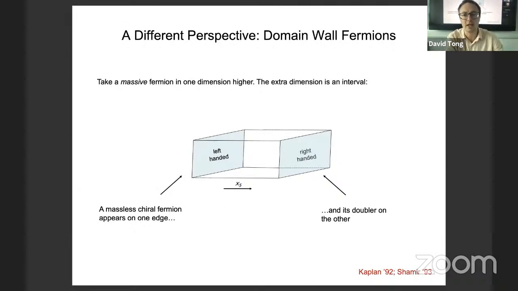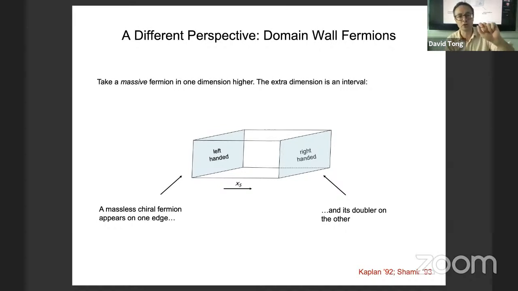For what comes later, let me just tell you a slightly different avatar of this setup. We won't need it until about an hour's time, I suspect, but it's a beautiful story in its own right. So there's another way to see this doubling, and it's an idea that dates back to the anomaly inflow story of Callan and Harvey in the continuum, but the lattice approach was really pioneered by David Kaplan. And the version I'm going to tell you here is due to Shamir.